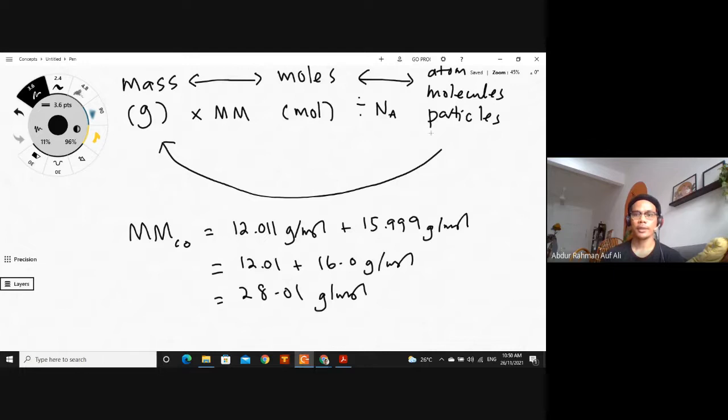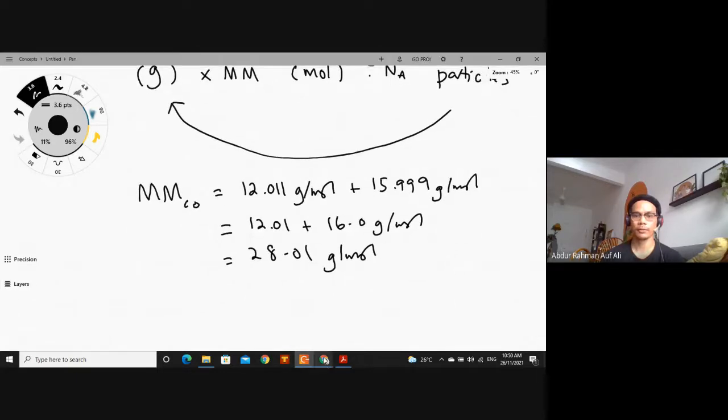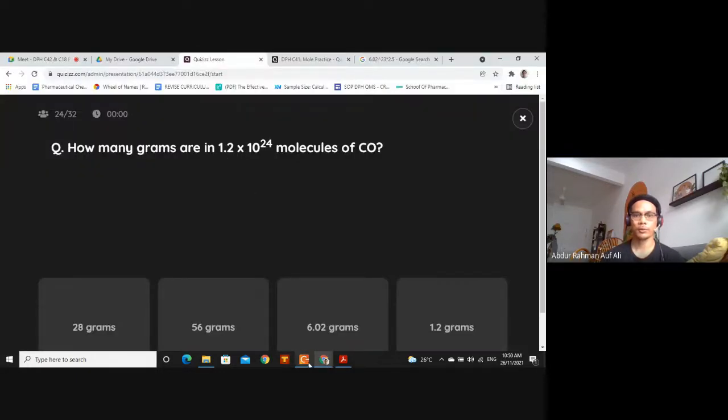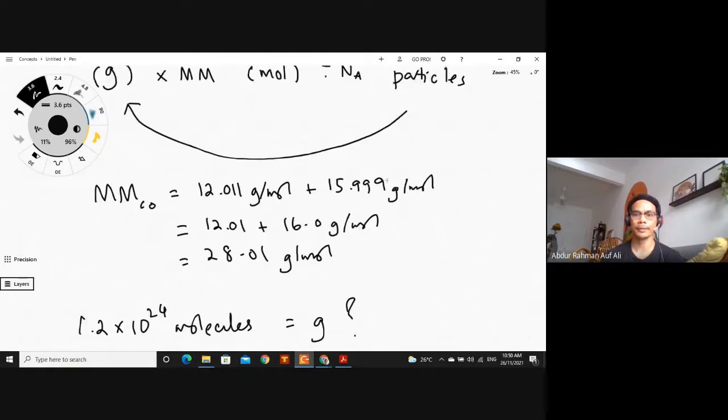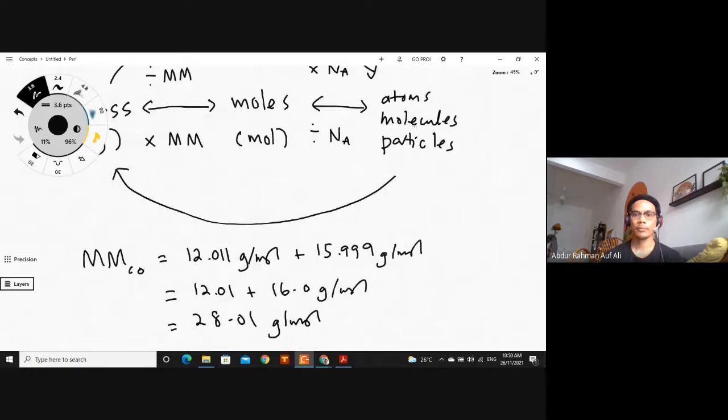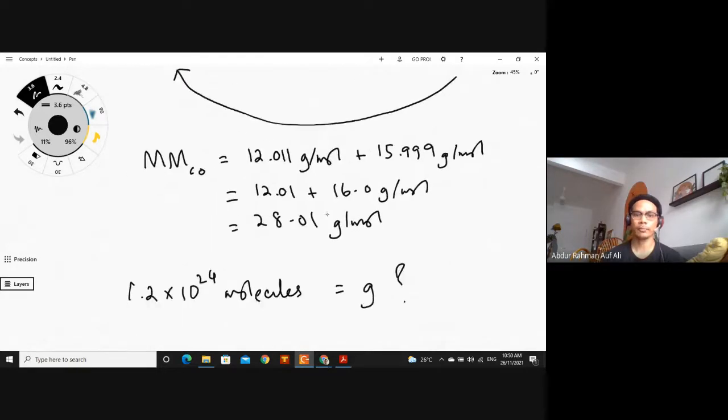Okay, so kita nak cari berapa gram, kita ada bilangan molekul dia berapa, which is what? 1.2 darab 10 kuasa 24. So we have 1.2 darab 10 kuasa 24 molecules. Gram dia berapa? Okay, so we work our way back. So daripada molecules nak cari gram, kita kena tahu bilangan mole terlebih dahulu. So we need to divide by Avogadro number.